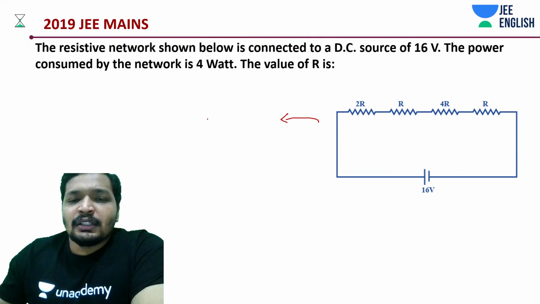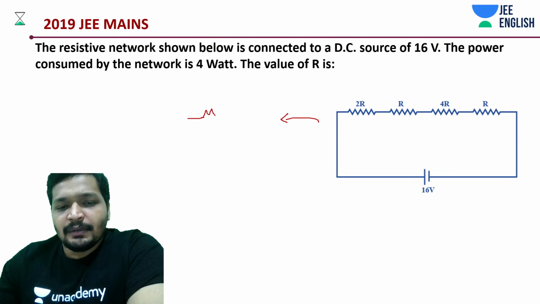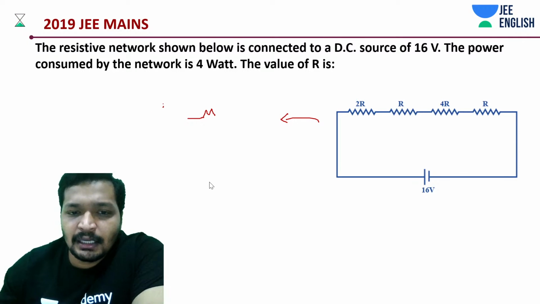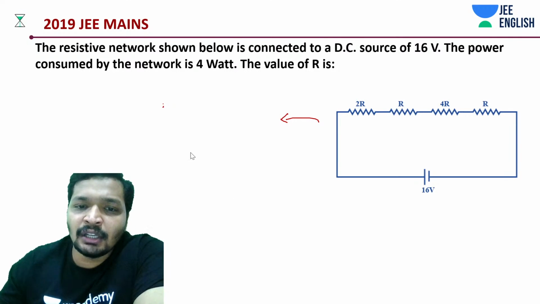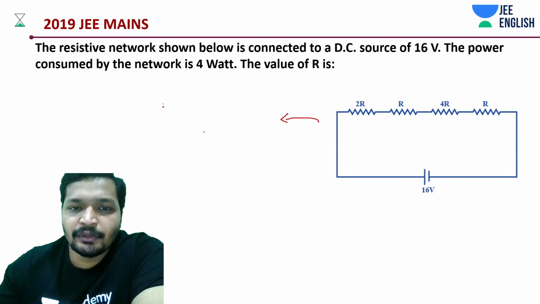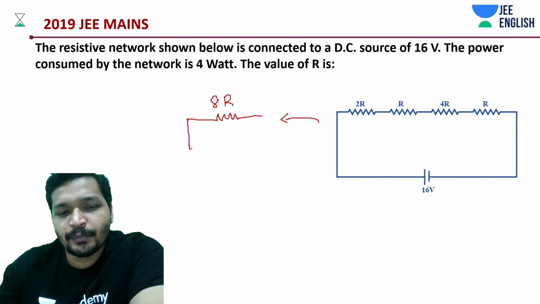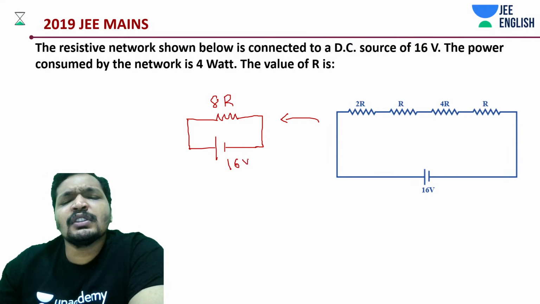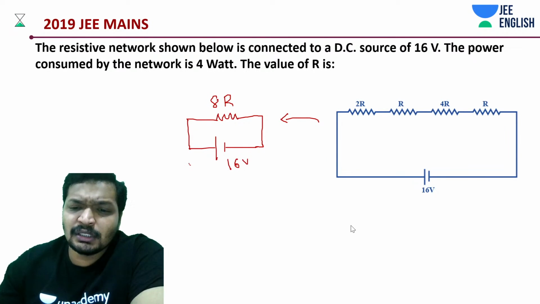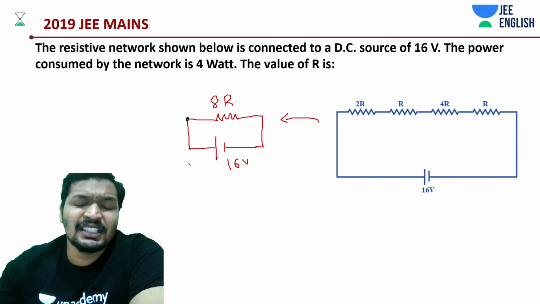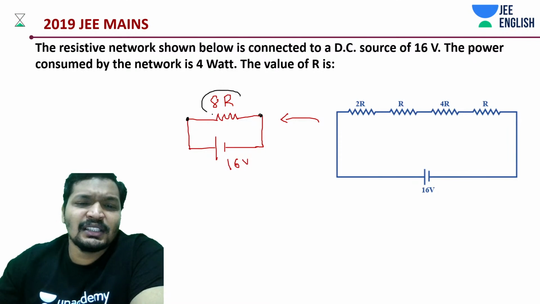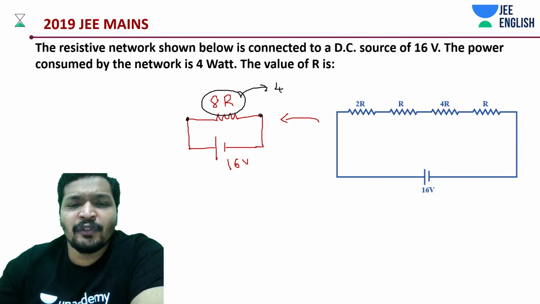So this circuit is going to look something like this. It's going to be 16R, sorry, 8R. 8R is what we have. 8R is going to consume 4 watts. Sorry, 16 volts, 4 watts, my mistake. If this resistor is giving out 4 watts.